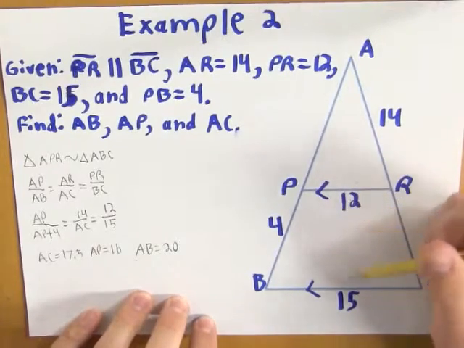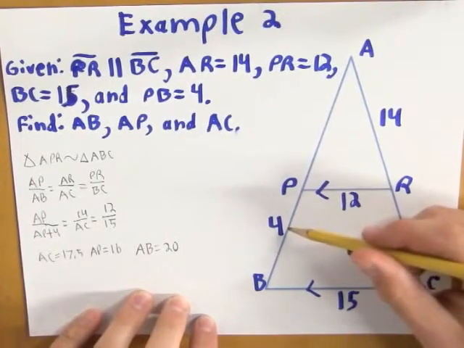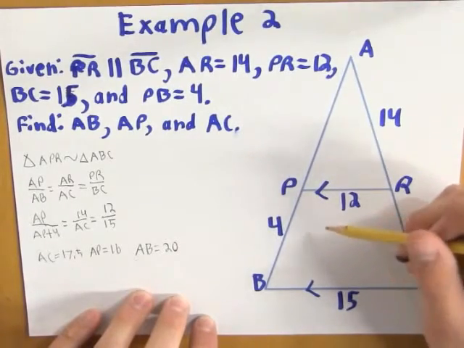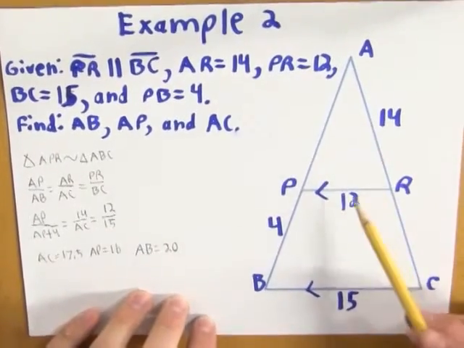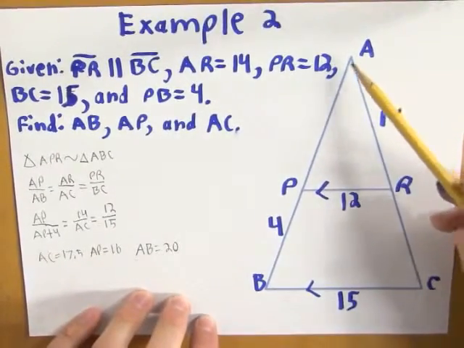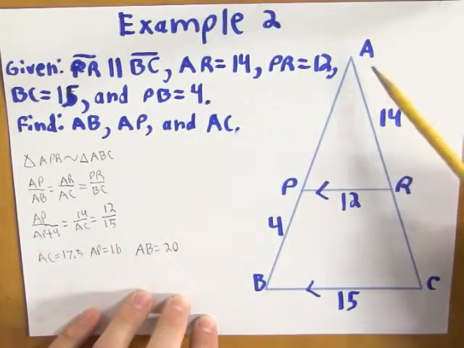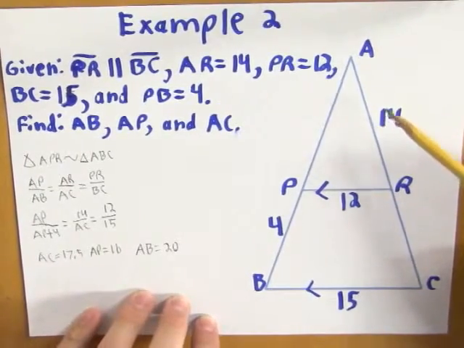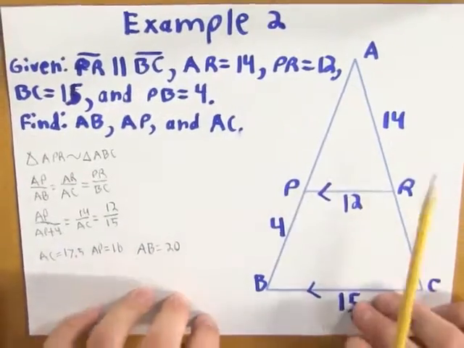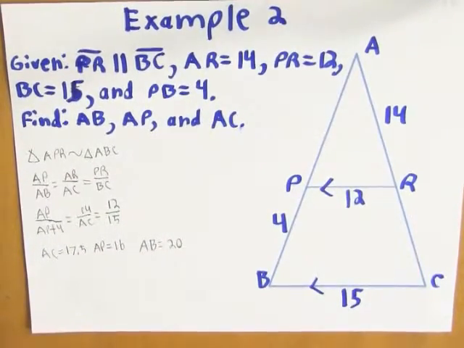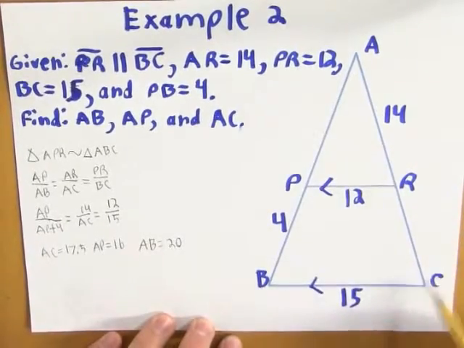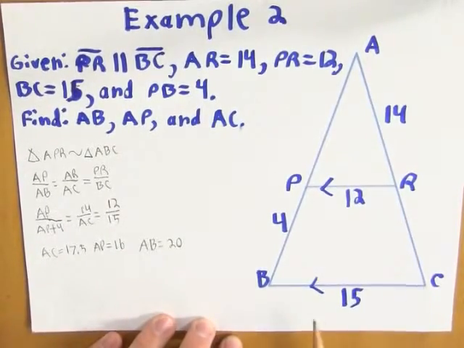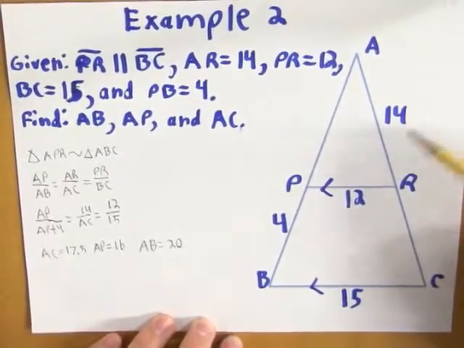So here we have AP over AB equals AR over AC, which equals PR over BC. And then once we set up that proportion, we can use the numbers we have to plug in digits, which then gives us the proportion of AP over AP plus 4 equals 14 over AC, which equals 12 over 15. And so once we do that, we can use the numbers we have and do some basic algebra, and you should get, if you want to pause the video and do the math yourself, 17.5 for AC, AP equals 16, and AB equals 20.